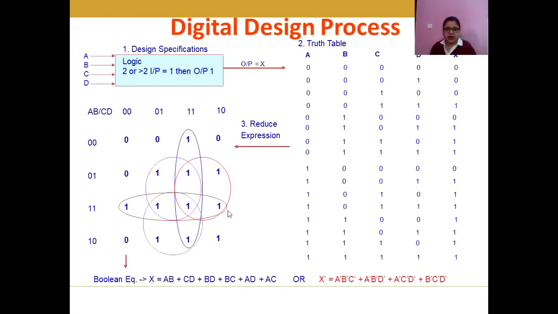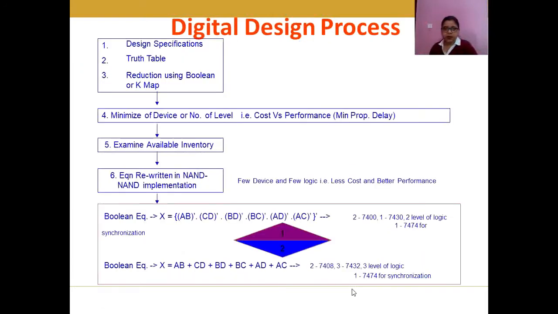And the designer will have a reduced expression, or we can say the minimized Boolean expression, from which we then have to generate a circuit. Next, after coming to the reduced Boolean expressions, minimizing the number of devices or levels, we have to look for a cost-effective and good performance system, which will have high speed. It should also have low power consumption. So this is the next level. Then the available inventory is examined.